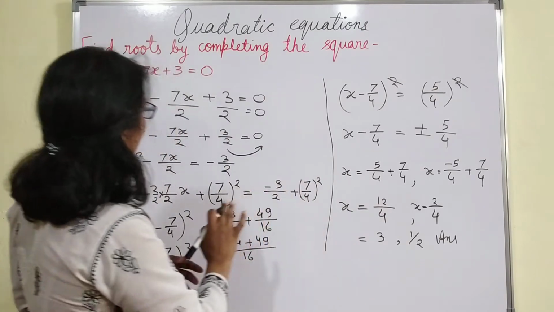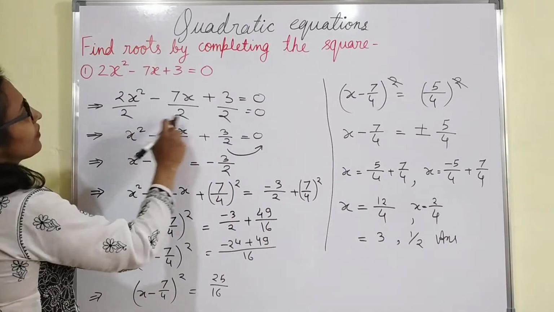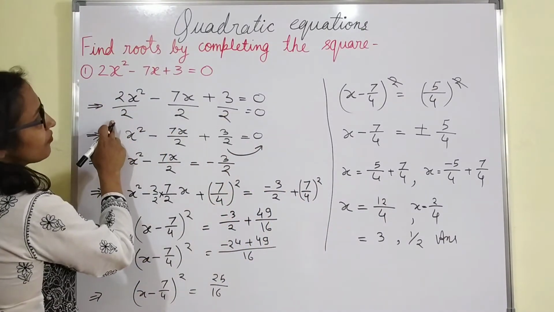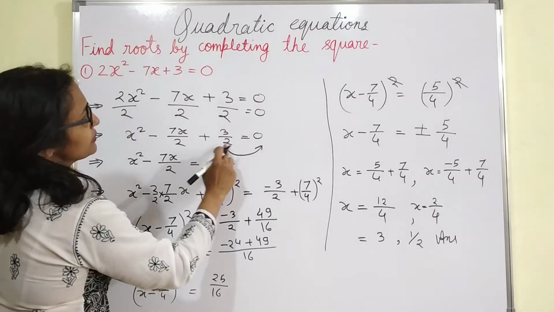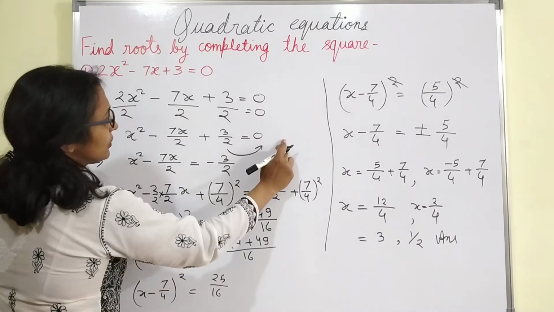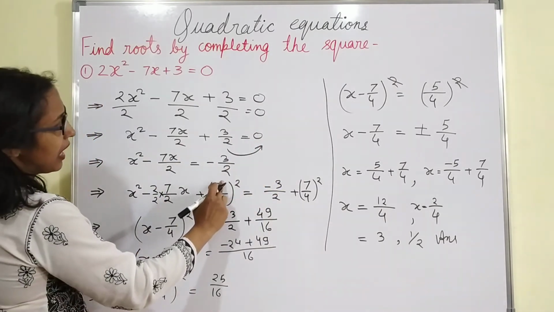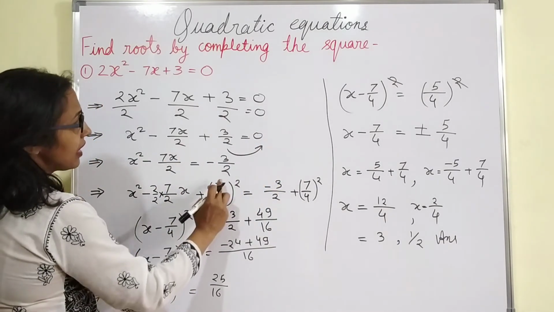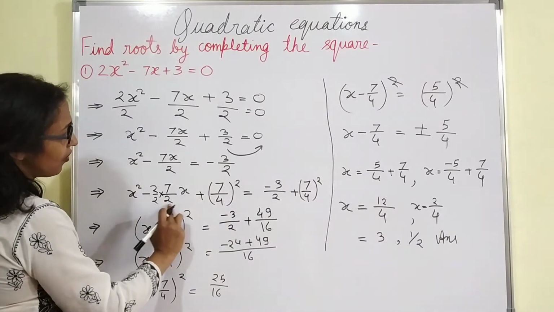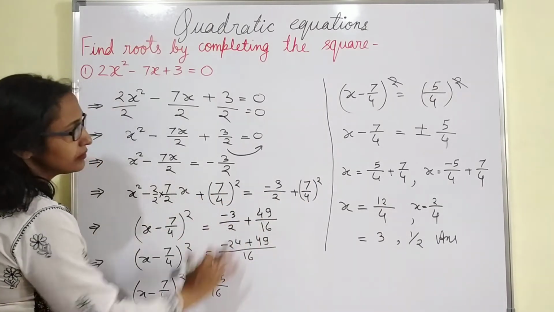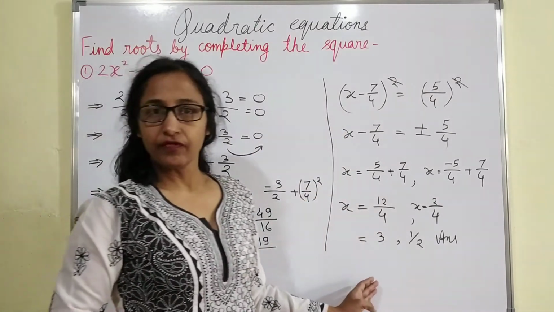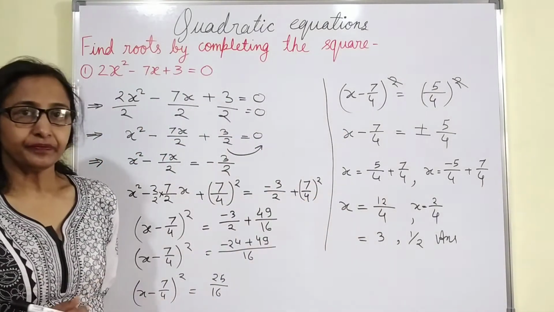So first, divide the equation by the coefficient of x square. Next, transpose the constant term to the right side. Then add half of the square of the middle term, that is x, on both sides. Then you solve it, and you will find its roots.